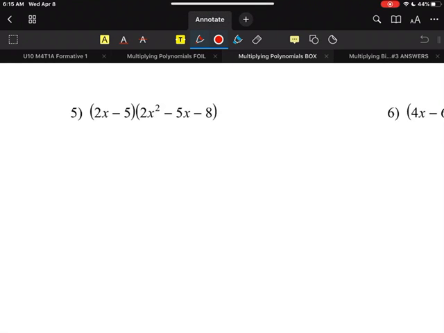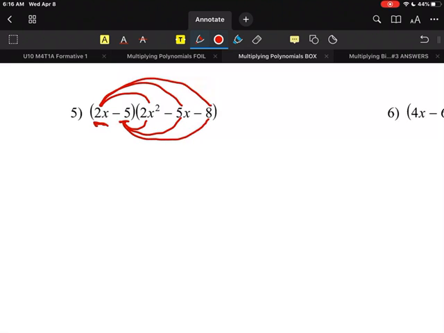All right, here's some more practice examples for the binomial times a trinomial. Remember, everything from each parenthesis needs to be multiplied by everything from the other parenthesis. So the 2x here needs to be multiplied by this, by that, and by that. And then the negative 5 needs to be multiplied by the same thing, that, and that. Okay? So let's do the 2x first.